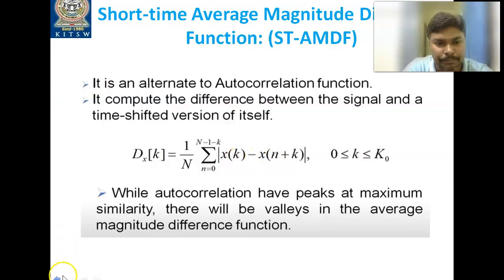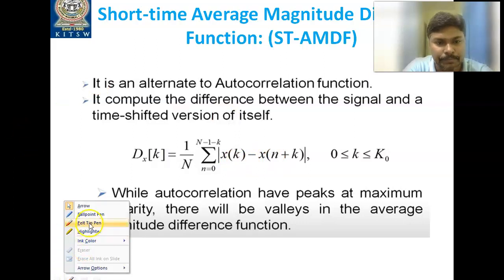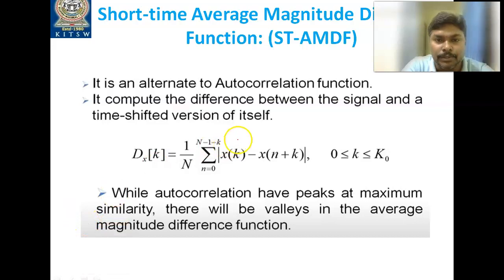Let me take the pen. This is the speech signal, for instance, and this is the shifted version of the speech signal by k samples. In the autocorrelation function there is a multiplication instead of a subtraction. That is the only difference. Here, you have x of k minus x of n plus k, and then we take the absolute values.